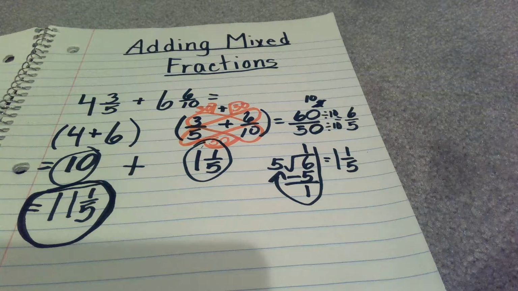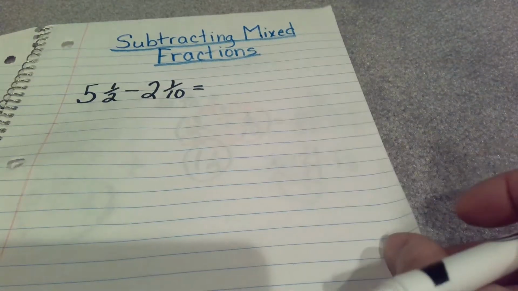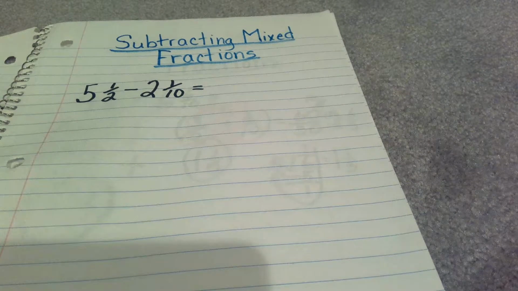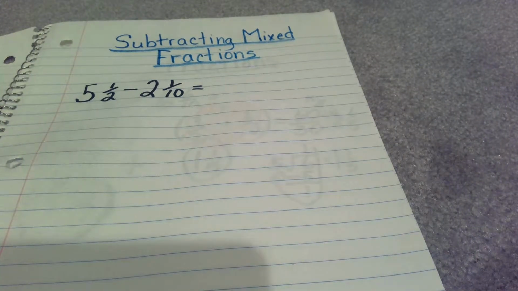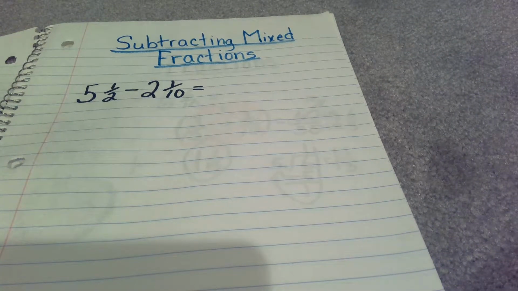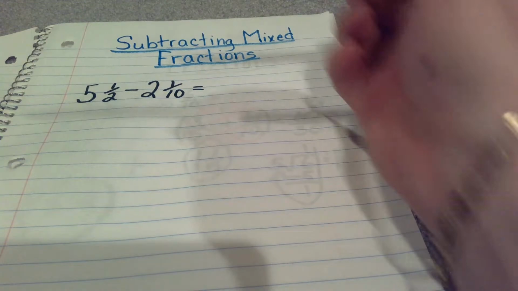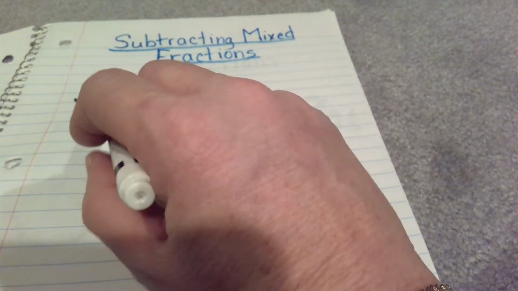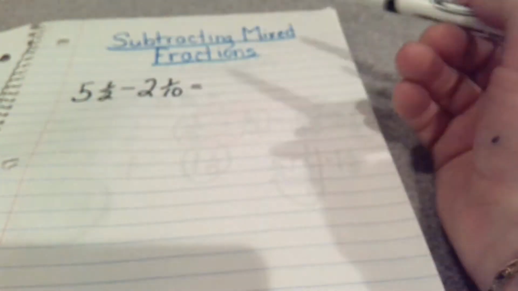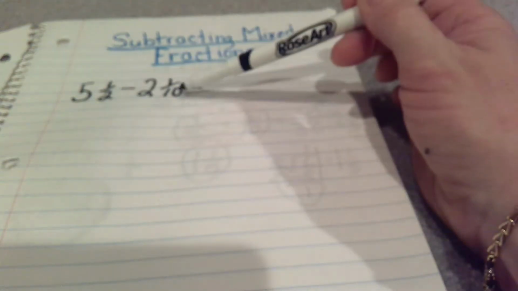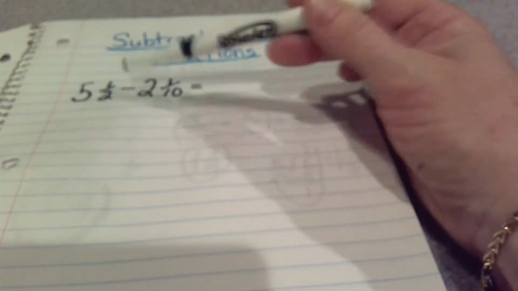Now, one of the other topics we're looking at today is subtracting mixed fractions. And I also have an example for us to work out today using our same strategy. So we're going to do the same type of problem, 5 1/2 minus 2 1/10. So we have 2 different denominators, which means we can't just subtract them the way they are. We have to make equivalent fractions.